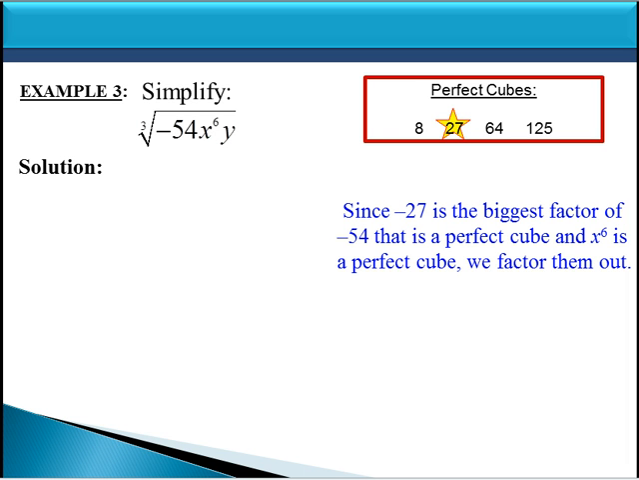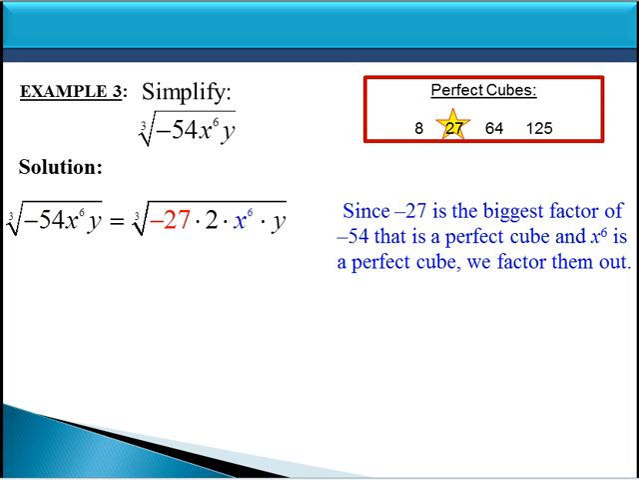Now y has an exponent of 1, so 1 is not divisible by 3, and it's not large enough to be able to factor out a power of y that has an exponent that's a multiple of 3. So we're going to leave the y alone. And so since negative 27 and x to the 6 are perfect cube factors of this radicand, we're going to factor them out.